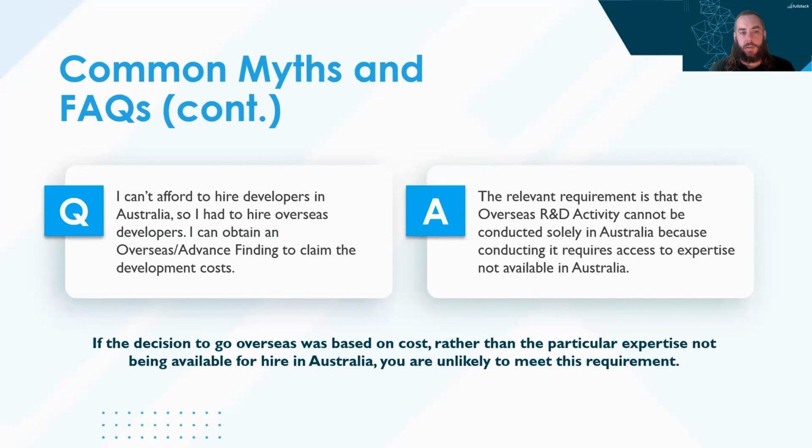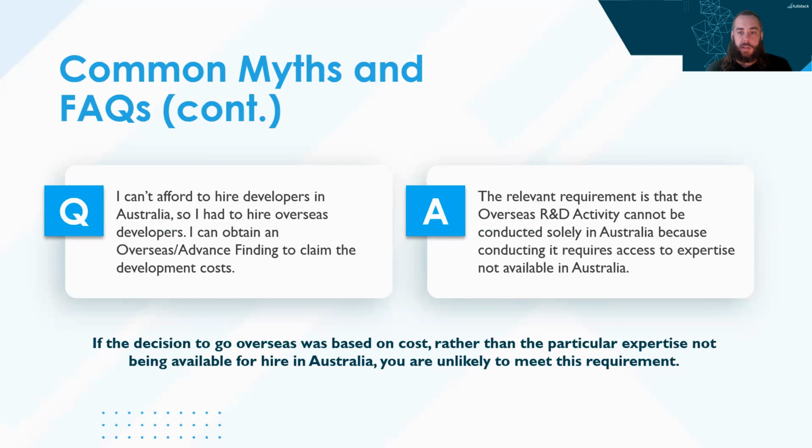And then the final question here is, I can't afford to hire developers in Australia, so I had to hire them overseas. Can I obtain an overseas advanced finding to claim the development costs? So that's a really common one, and it depends on the particular circumstances. If you read the legislation, it says that you can apply for an overseas finding where an overseas activity cannot be conducted in Australia because conducting it requires access to expertise not available in Australia.